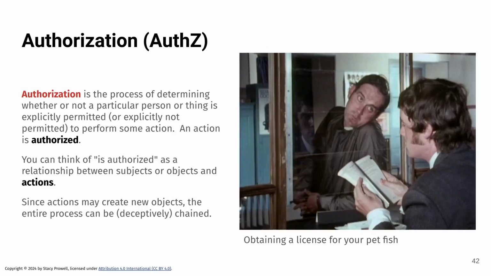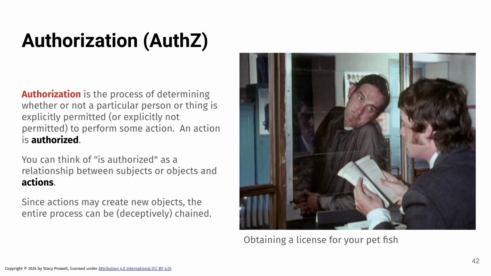So let's talk about authorization. Authorization is the process of figuring out whether or not a person or a machine or a program is permitted, or maybe is explicitly barred, from performing an action, right? We want to determine the action is authorized, like obtaining a license for your pet fish. There's a clip from Monty Python over on the right-hand side of that.